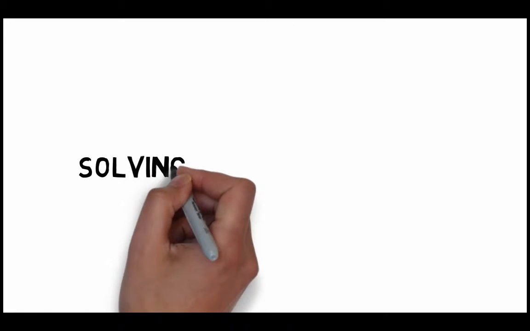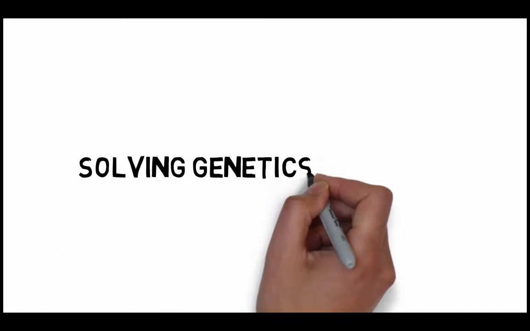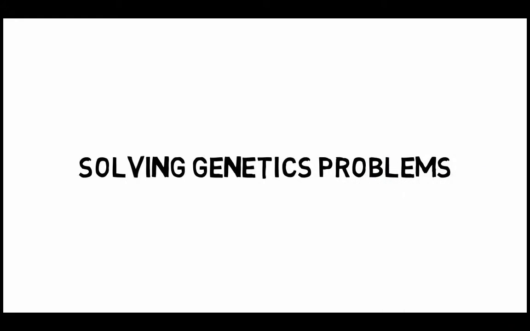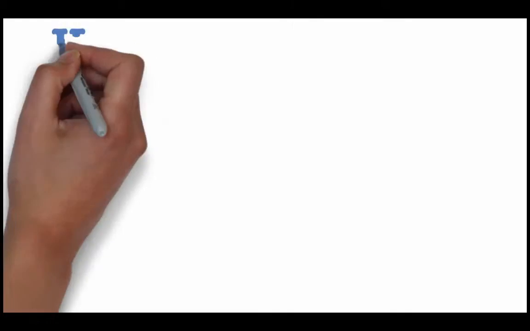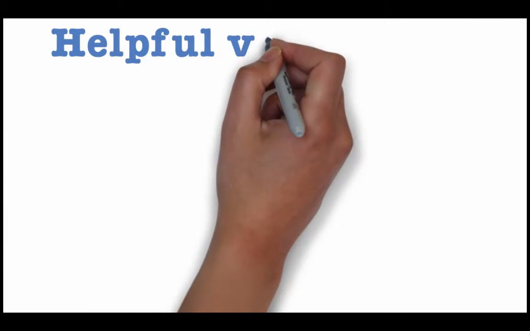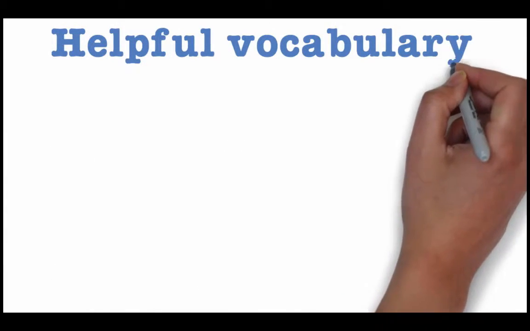Hi, it's Miss Barnhart, and today let's continue our study of genetics by learning how to solve genetics problems. We use the Punnett square, which was diagrammed here. Before we begin, let's review the essential vocabulary terms from the first part of the lesson.